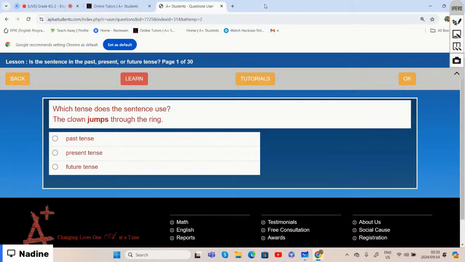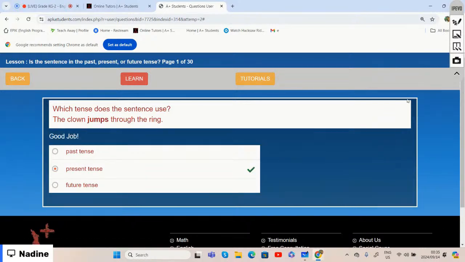And if we were to choose the tense, the clown jumps through the ring. Do we say it is option one, the past tense, option two, the present tense, or option three, the future tense? And yes, we can say jumps. It's something that the clown is doing now. So we can say it is option two, present tense. So well done. Present tense is correct.